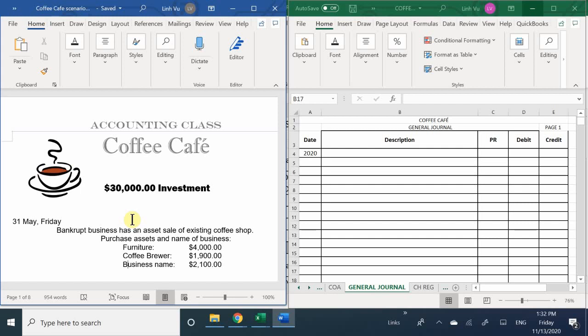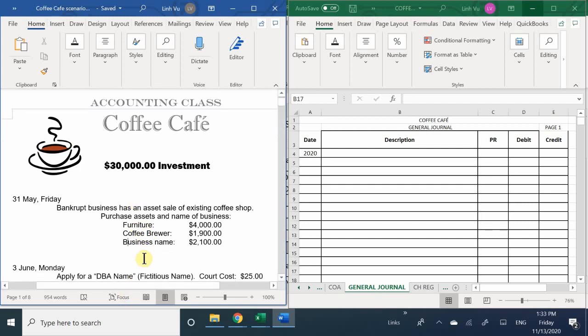All right. So we're given this money. On May 31st, the bank had a bankrupt business and we decided to purchase it. What's included in the business that we purchased is a pre-existing coffee shop. When we purchased the actual business, we purchased everything that was in the business. So we purchased a store, furniture, a coffee brewer, and we also got a business name.